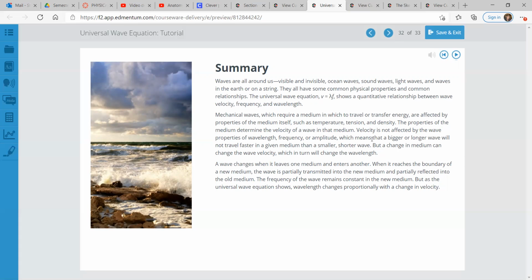But a change in the medium can change the wave velocity, which in turn will change the wavelength. A wave changes when it leaves one medium and enters another. When it reaches the boundary of a new medium, the wave is partially transmitted into the new medium, and then part of it is reflected back into the old medium. The frequency of the wave remains constant in the new medium, but as the universal wave equation shows, the wavelength changes proportionally with a change in velocity.